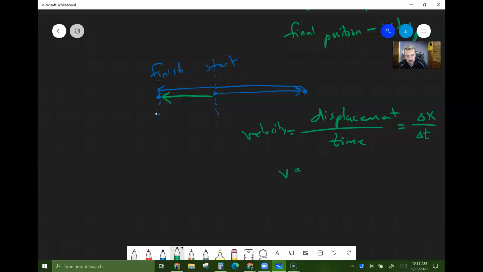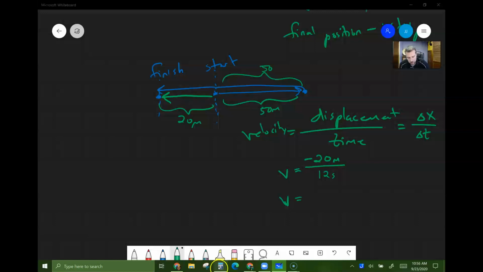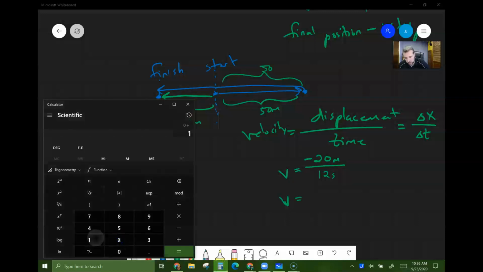So v equals, let's say you moved back here, I don't know, 20 more meters. This distance is 20 meters, this distance was 50. All right, you've traveled 50, another 50, another 20. You've gone 120 meters, but your displacement is only 20 meters behind where you started, in the negative direction. Negative 20 meters. You did that in, let's call it 12 seconds. Again, making these numbers up for the example as I go. So now your velocity is, I didn't pick nice numbers. So we go 20 divided by 12.